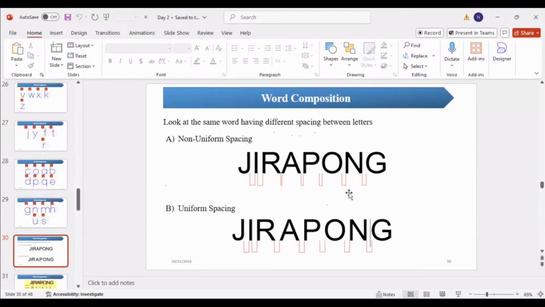So that is the size of the lettering. Then we have word composition. Okay. So here you have look at the same word having different space in between letters.